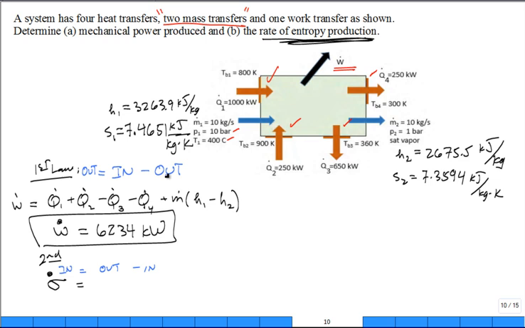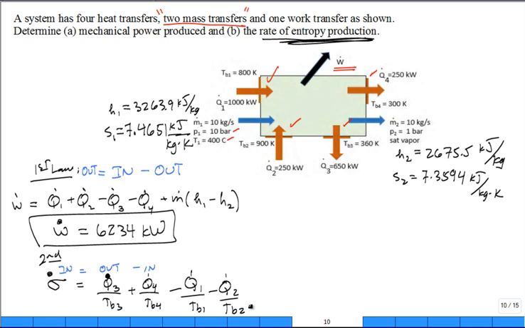Balancing. So N is equal to out minus all the other N's. The N of interest is sigma dot. That's a generation within the control volume. And then we have an out. We have a Q dot 1 divided by TB1. Let me rewrite it in black. Q dot 3 is an out divided by TB3 plus Q dot 4 divided by TB4. So those are two heat transfers out. Q dot 1 divided by TB1 minus Q dot 2 divided by TB2.